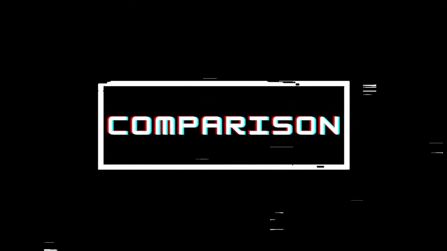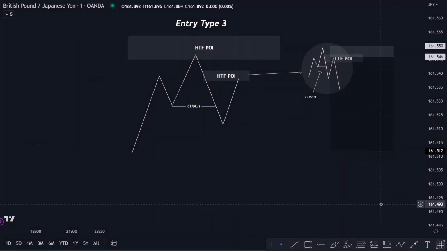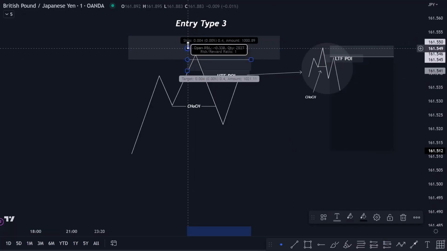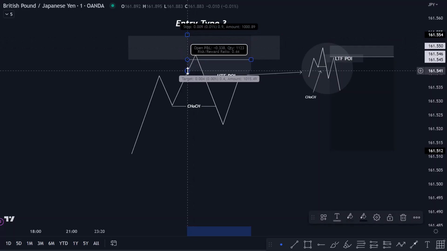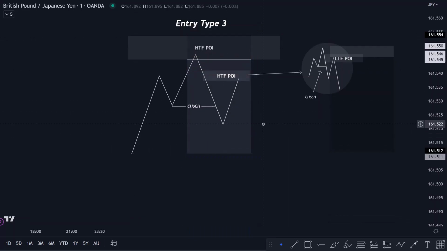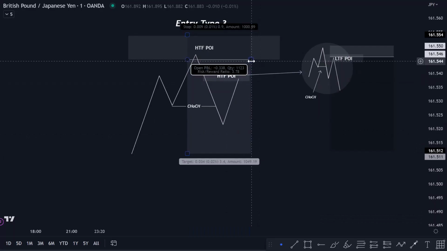So if I want to compare the 3 types, let's just go over them very quickly. We have the short setup here. For the first one, it would be here, and then stop loss above the zone, and targeting, let's see, we're always targeting this area, okay? So this one. So this is the first entry.